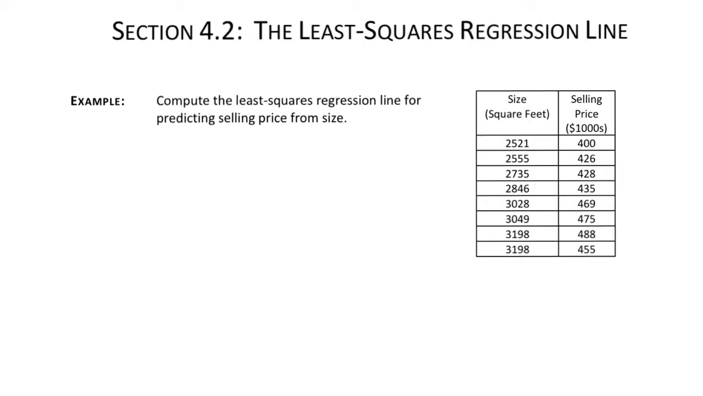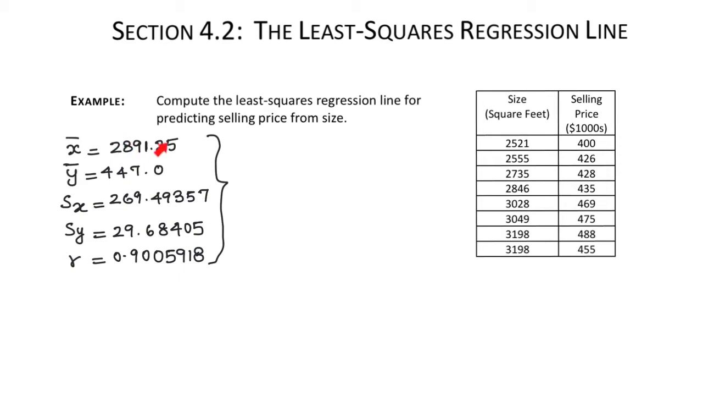Compute the least squares regression line. So first find the mean and standard deviation of x and y. Then find r. We did that in section 4.1. I copied these values from section 4.1. Now find the slope and the y-intercept to write the equation of the least squares regression line.